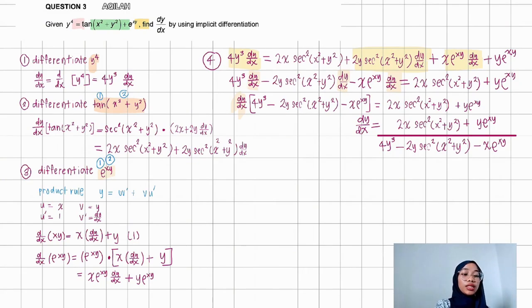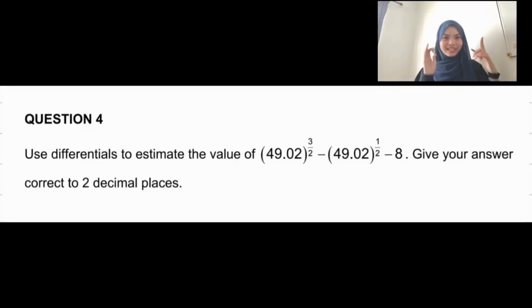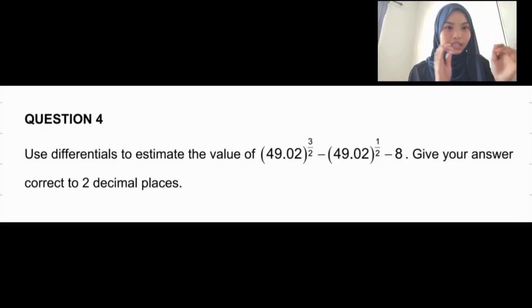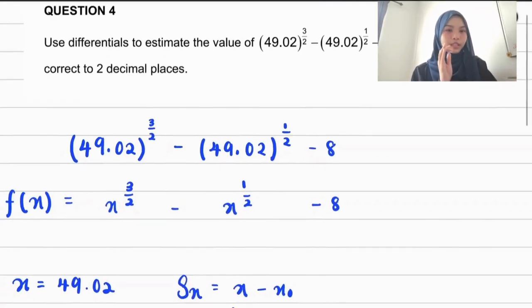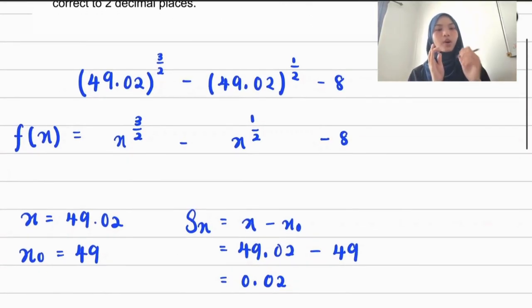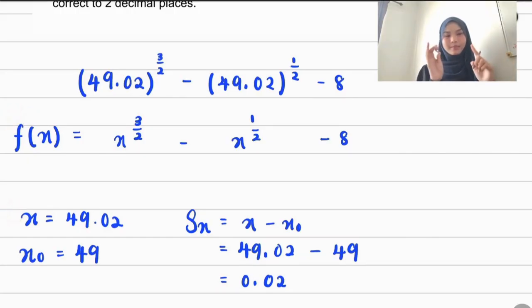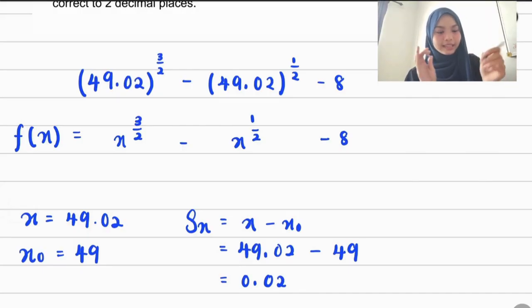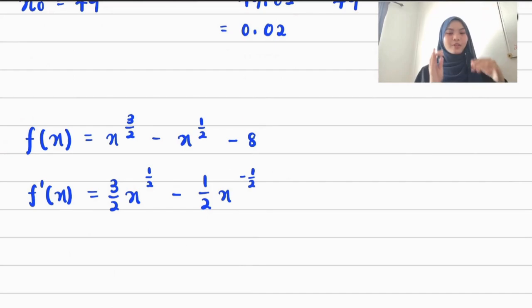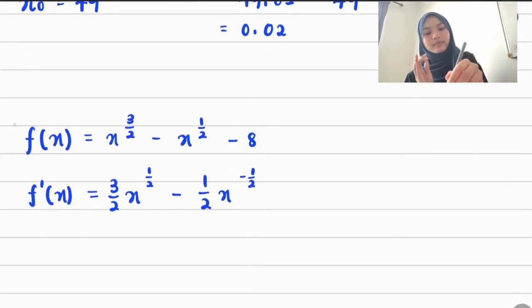Last question, question 4, which is to use differentials to estimate the value given in the question, then give your answer correct to 2 decimal places. So first things first, we need to determine the value of f(x). And then we need to determine the value of x and x naught. Next, we need to determine the value of delta x. And then differentiate f(x). Next, using this equation, we can estimate the value given.